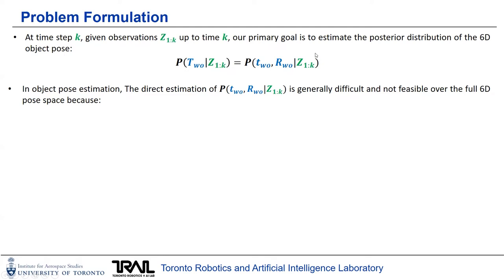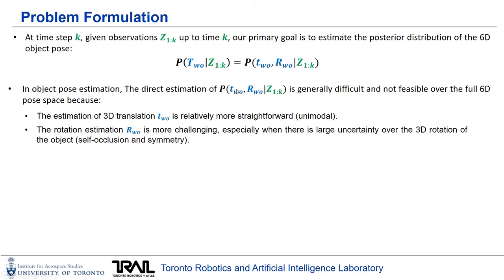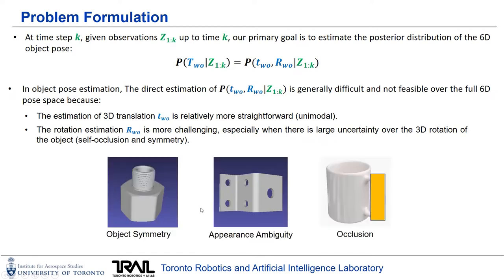That's actually Professor Eger's question: how do we handle the symmetries? The reason it is generally difficult is that the 3D object translation is relatively straightforward. Usually it's represented as a unimodal Gaussian. But the rotational part is more challenging, especially when we have symmetries, appearance ambiguities and possible occlusions. So the representation of rotation and translation is different.